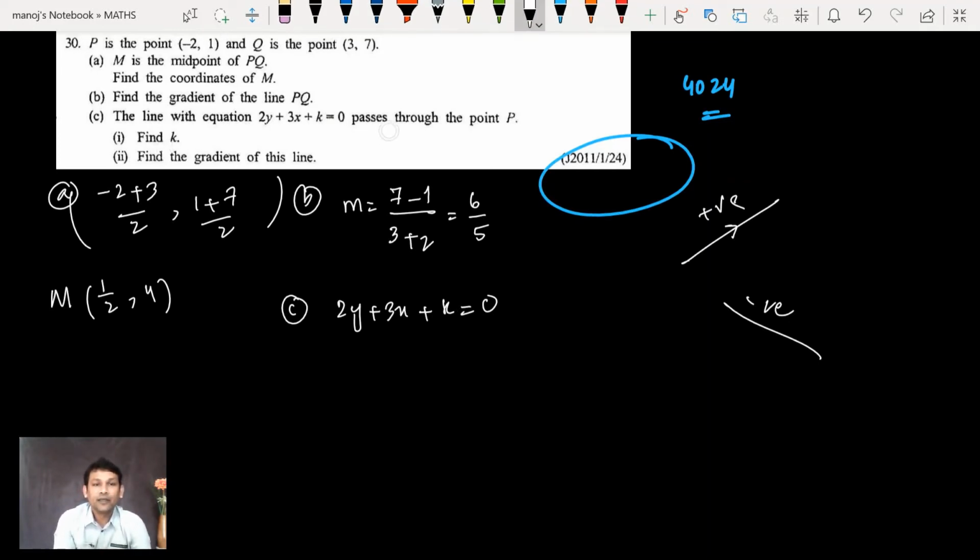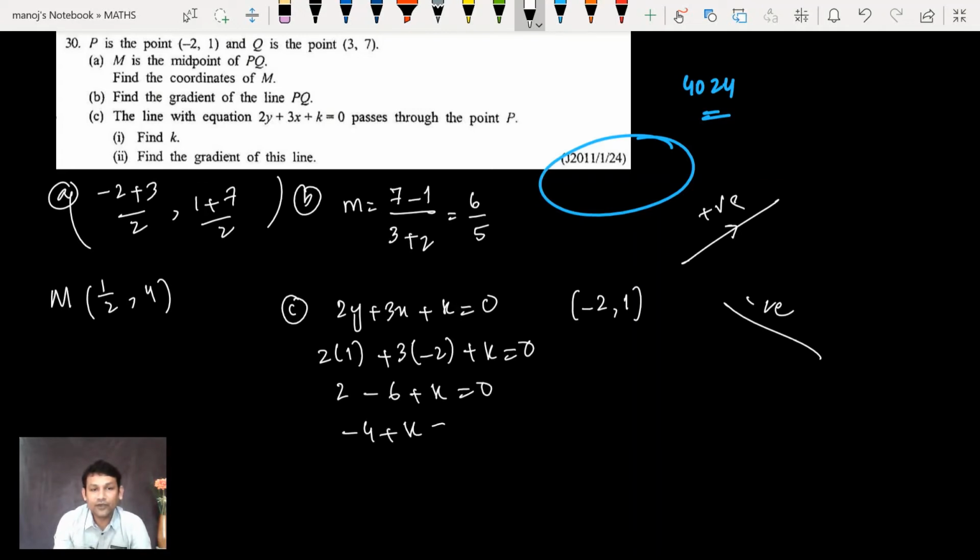Find K, and the line is passing through P. And what are the coordinates of P? P is minus 2 and 1. So x is minus 2 and y is 1. So I will put the value minus 2. This way, you can get the value of the given unknown, right? So minus 4 plus K equals 0, and K is coming 4. So the value of K is 4.